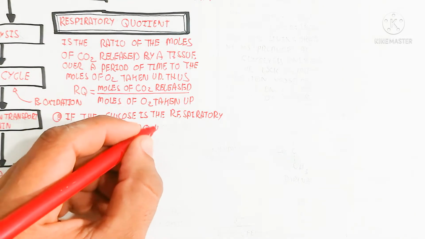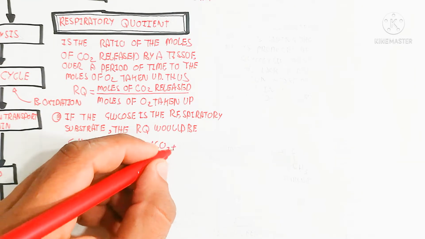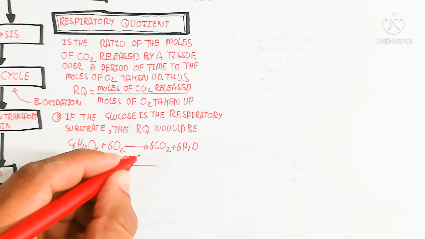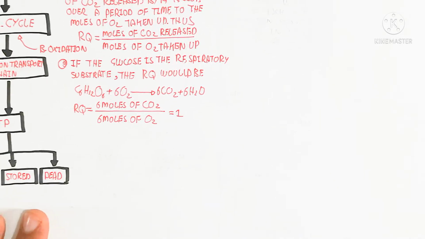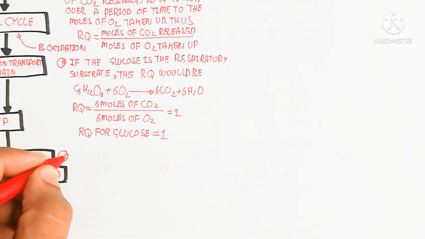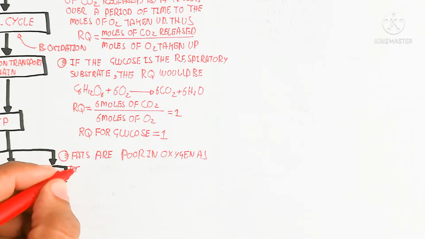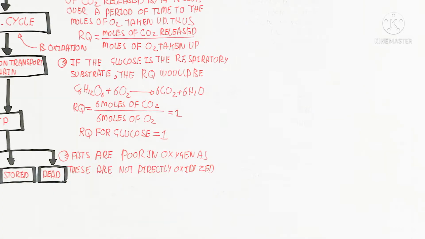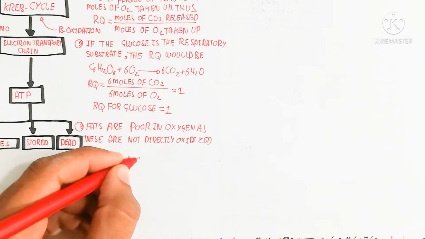If glucose is the respiratory substrate, for example, the substrate is used enzymatically to produce carbon dioxide and water, and also energy. So the RQ would be 6 moles of carbon dioxide over 6 moles of oxygen. In this way, carbon dioxide contains 6 molecules and oxygen also contains 6, so the RQ value is 1 for glucose.